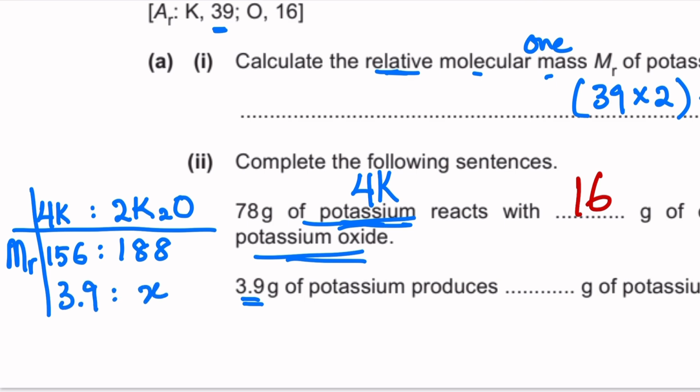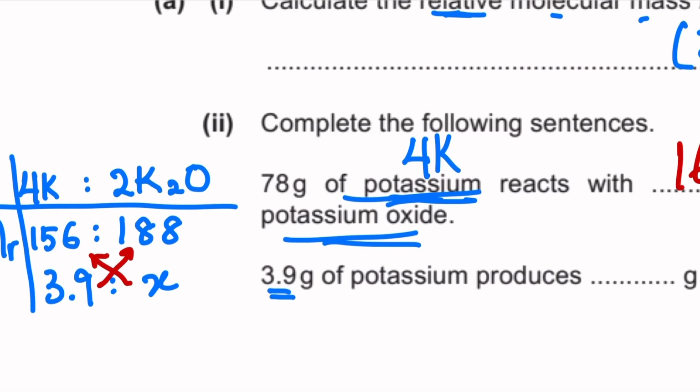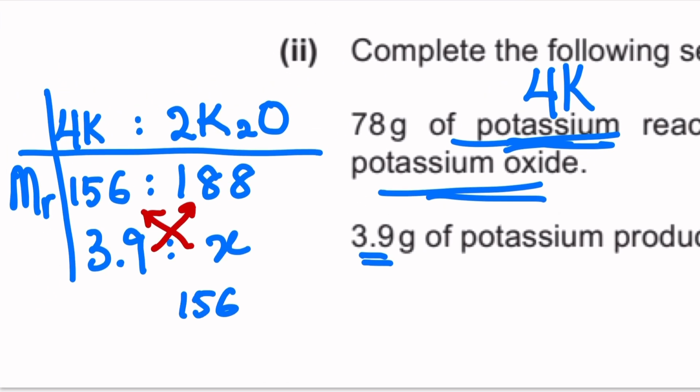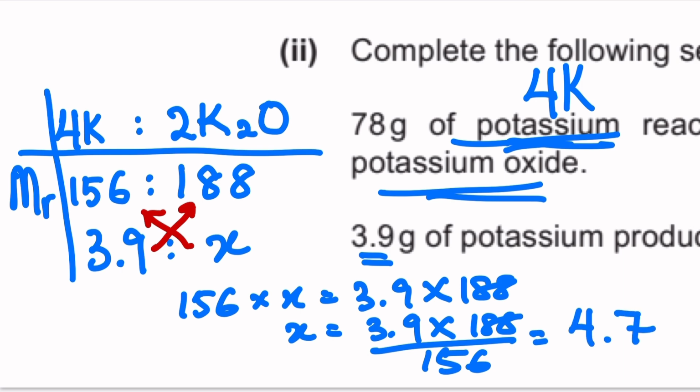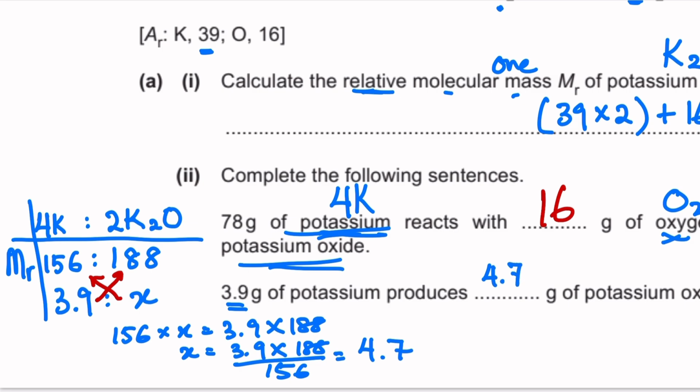How much of potassium oxide you get? Again, you cross multiply. Take your calculator out. You may know already how to cross multiply. So 156 times x equal to 3.9 times 188. x is equal to 3.9 times 188 divide with 156. Calculate this. The answer you should get is 4.7. So the answer is 4.7.